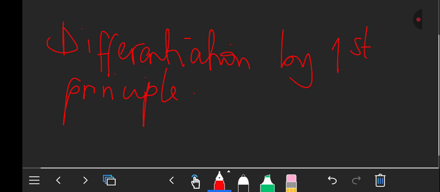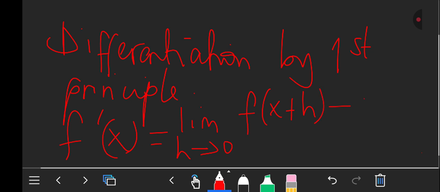So when differentiating by first principle, you need to use a certain formula. Let's say you want to differentiate this function f of x. So this will be equal to limit as h approaches 0, then you say f of x plus h, then you subtract the function itself, divided by h. So this is the formula you need to use whenever you want to differentiate by first principle.